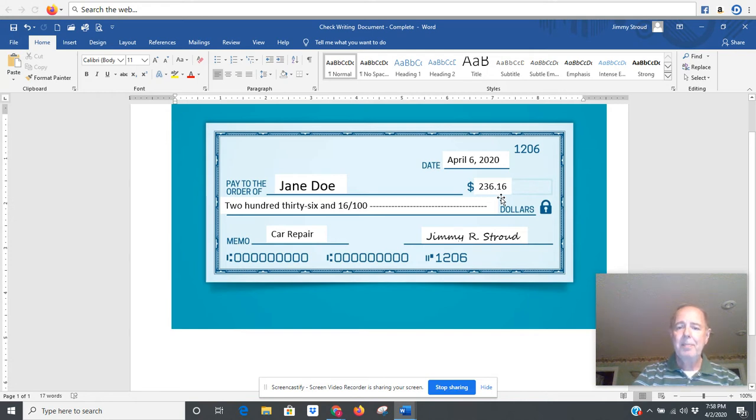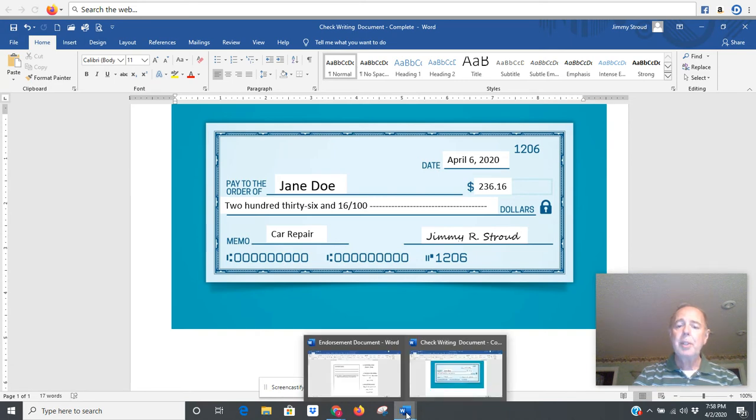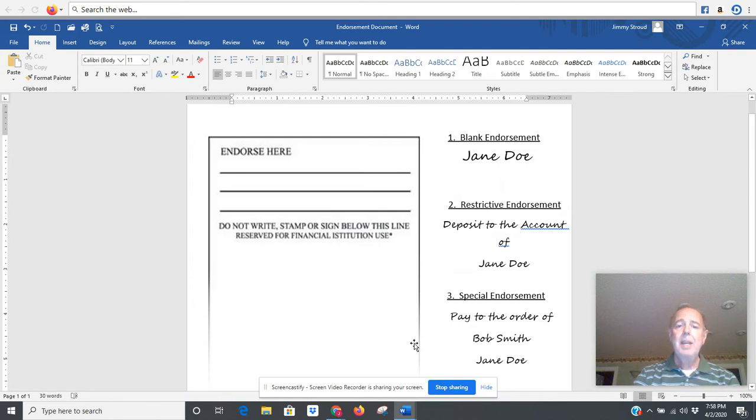I'm going to show you a check made out to Jane Doe for $236.16. On the back of this check is where you're going to do something called endorse it. This is an example of the back of the check. The upper part is where you're going to do the endorsement. You never want to write in the bottom of the check. That is reserved for the financial institution's use.